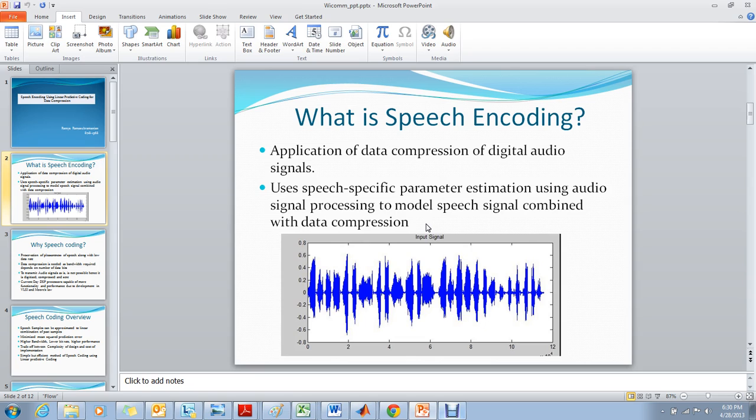So, what is speech encoding? Application of data compression to a digital audio signal is called speech encoding. It uses speech-specific parametric estimation, using audio signal processing to model the speech signal, combined with data compression.